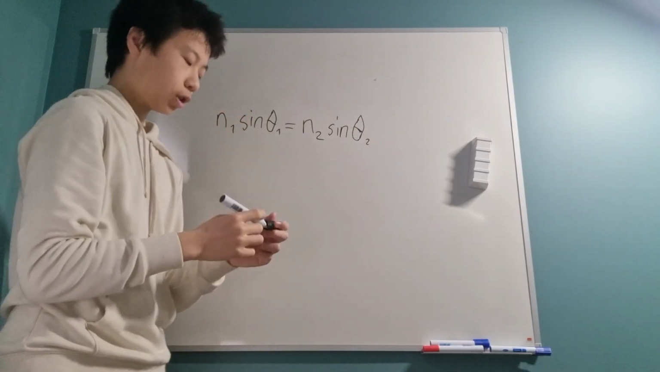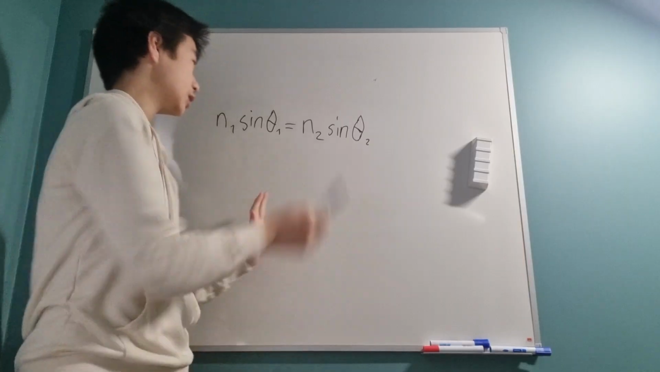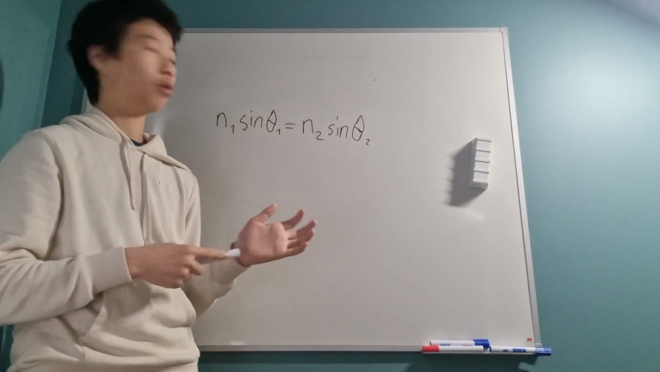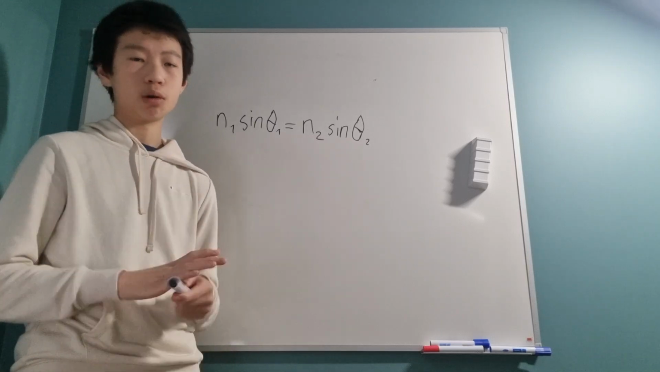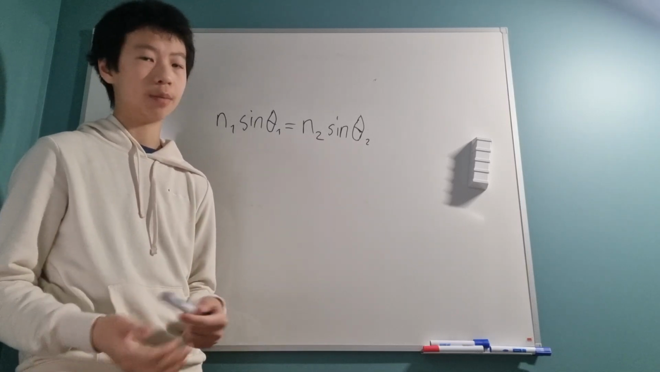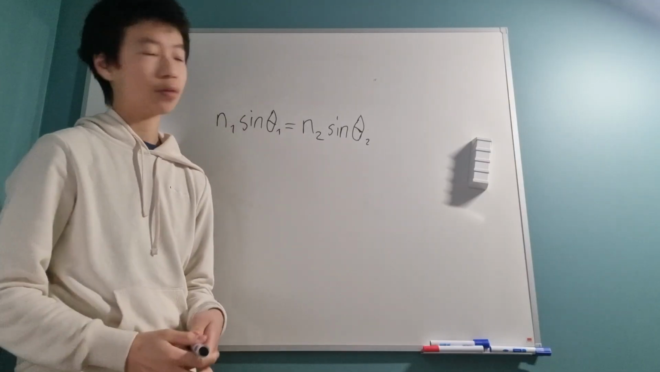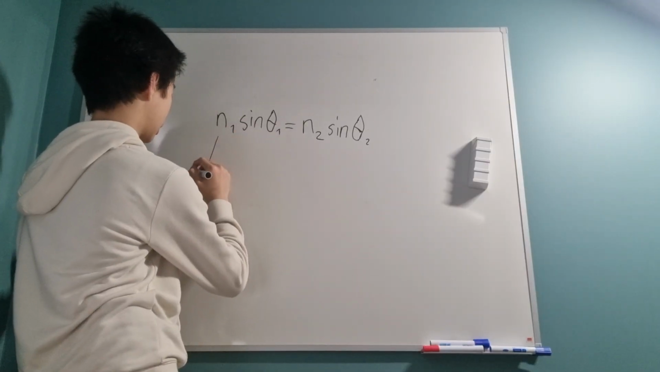Okay, so you might be wondering what these things mean. Firstly, what does this mean? N1. N1 means the refractive index of the first medium. N2 means the refractive index of the second medium. So let's write it down. Let's just say refractive index.